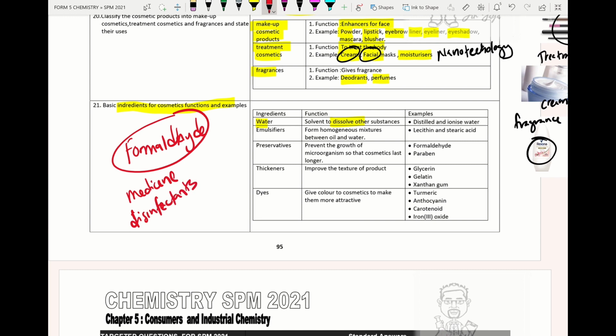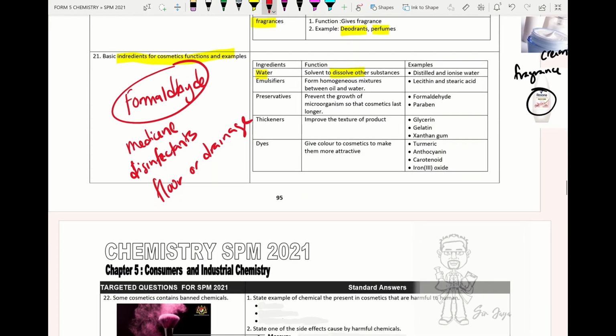Disinfectants is used to apply on non-living objects, like on a floor or drainage. All right, we move on to the next part.